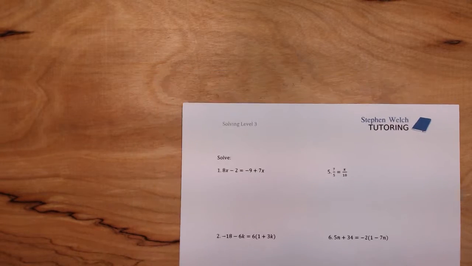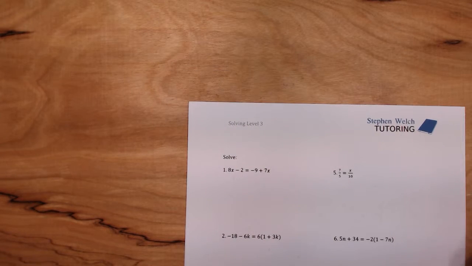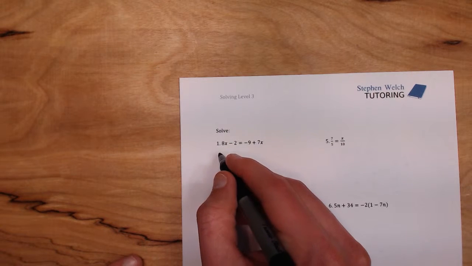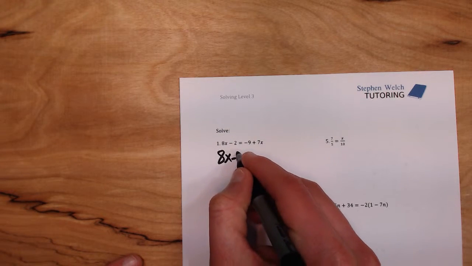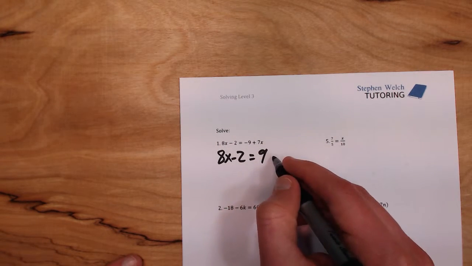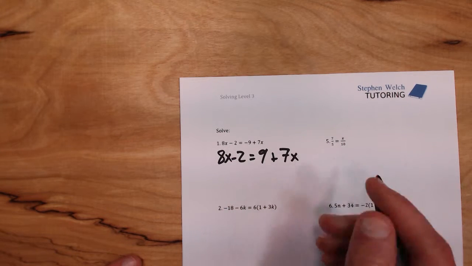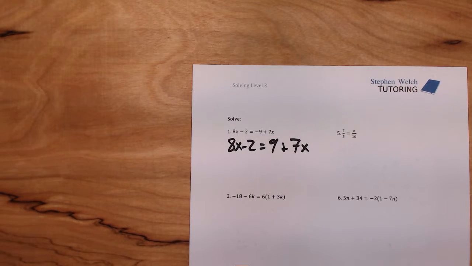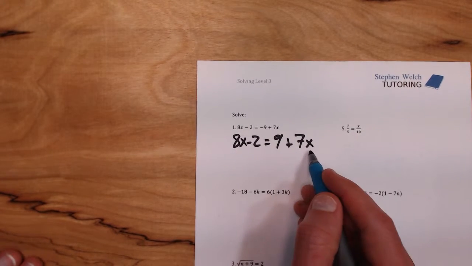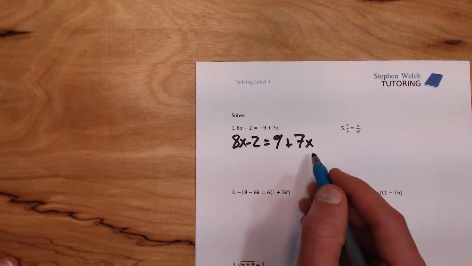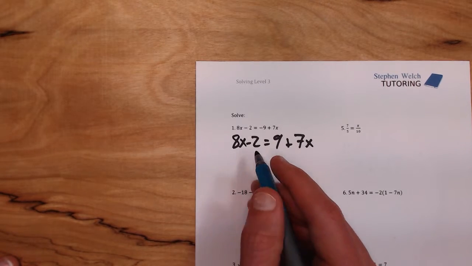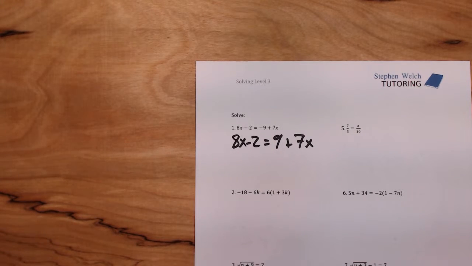All right, this is the solving level 3 worksheet. So number 1 says 8x minus 2 equals 9 plus 7x. We're going to have to combine some like terms here. And right away I can see that 8x and 7x are like terms because they both have an x. And 9 and minus 2 are like terms because they're both just numbers.